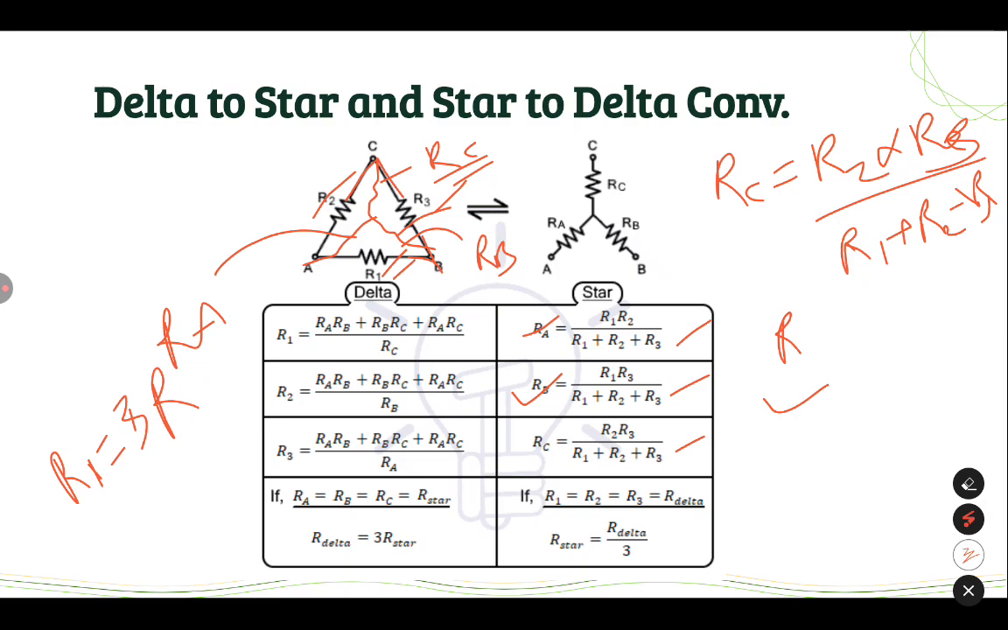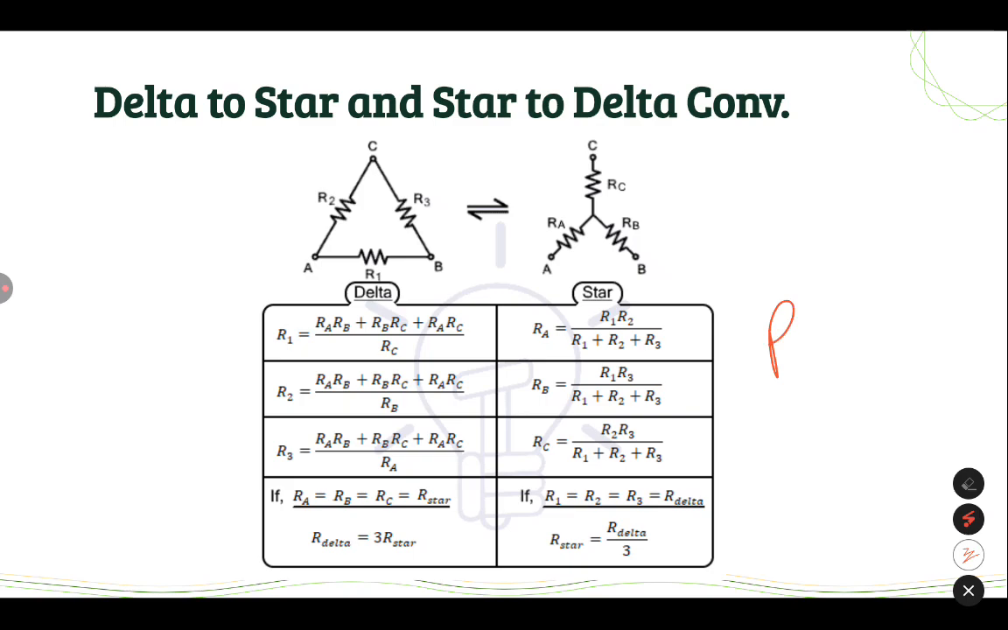So it becomes R by 3. So in the delta case, this is multiplication of 3 with the star resistor. In the star case, this is division by 3 of the delta resistor. So this is the way through which we can remember the formula.